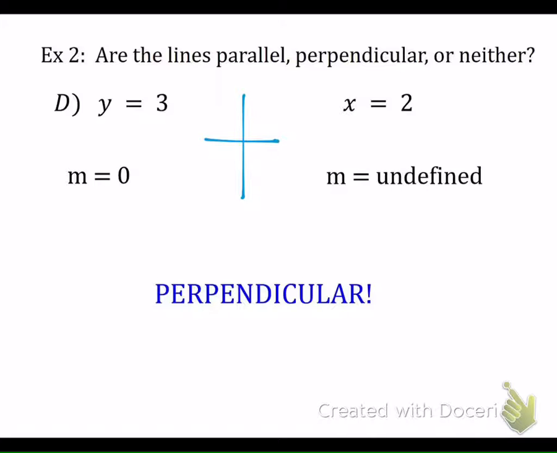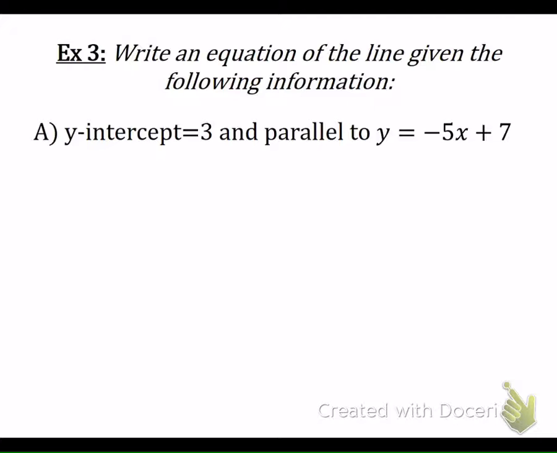Questions? All right, now we're going to write the equation of a line with the given information. So I want an x-intercept equal to 3, and I want it to be parallel to the line y equals negative 5x plus 7. How do you get that?